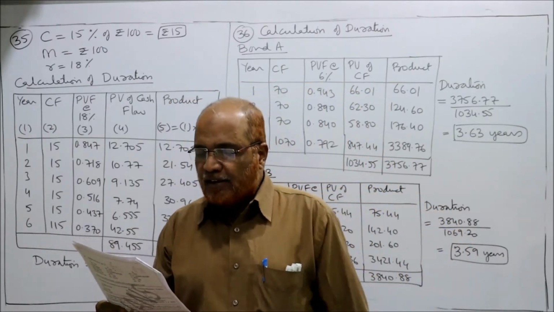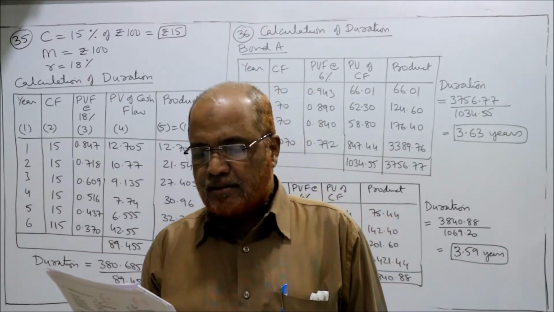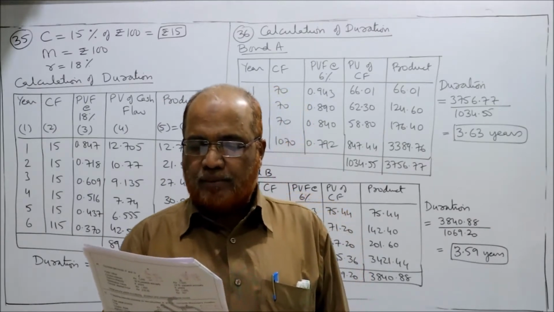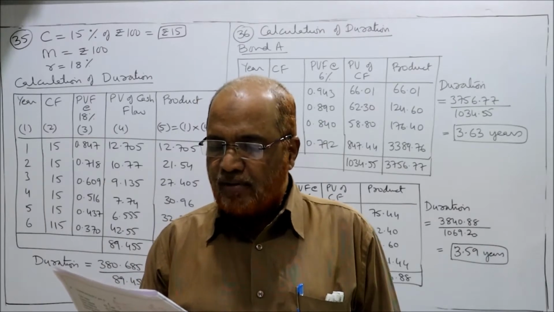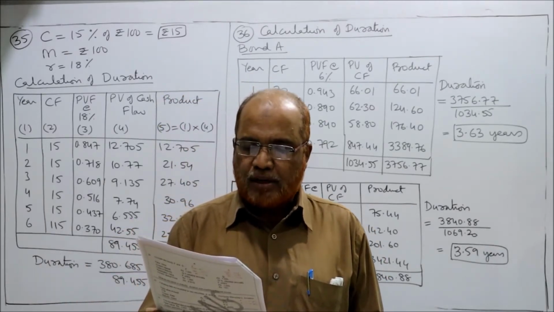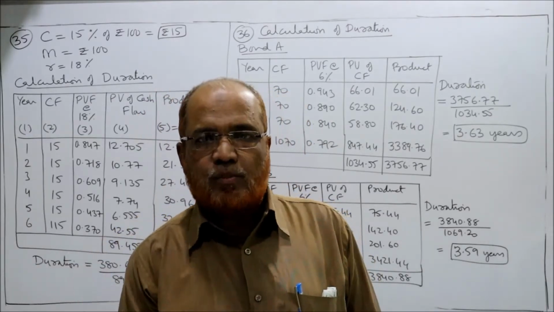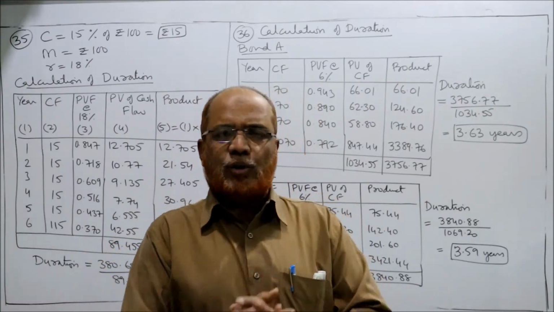The following is the information of bond A. Face value rupees 100, 15% is the coupon rate, payable annually, and years to maturity 6 years. Redemption value 100 rupees, current market price 89.5, yield to maturity is 18%. Calculate the duration of this bond. It's a very simple, straightforward problem. We only have to find the duration.